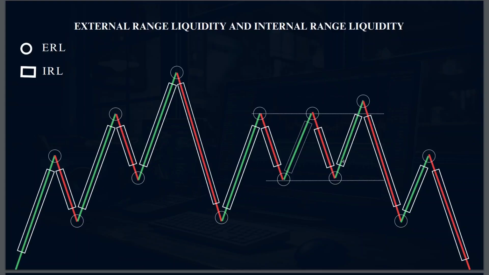What do we see here? We see an area of manipulation, a sweep. We have a lot of liquidity, equal highs, in this area. We have a lot of liquidity here at this top, and a lot of liquidity at this bottom. What price did is gravitate around this area and sweep all that liquidity.